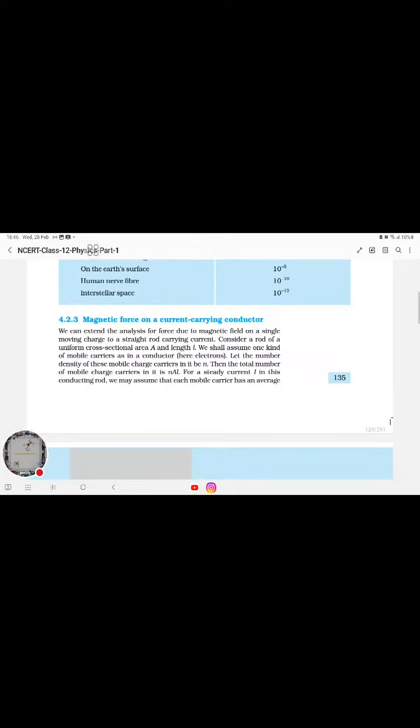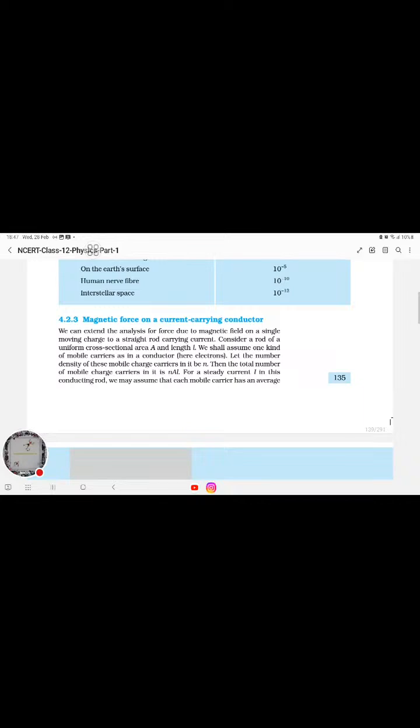We can extend the analysis of force due to a magnetic field on a single moving charge to a straight rod carrying current. For a single moving charge, we defined the force to depend upon the charge, velocity, and the magnetic field. So we'll consider a rod of uniform cross-sectional area A and length L. We shall assume one kind of mobile carriers in the conductor. Let the number density of these mobile charge carriers be n.